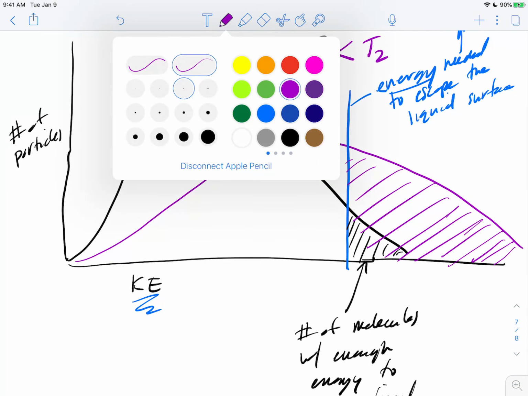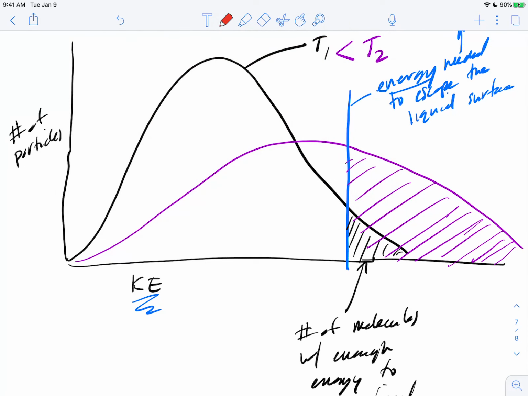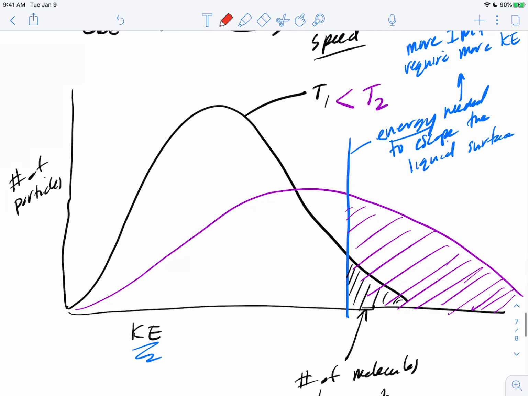Now, if I want to do one other thing: let's say the blue line's for water. You can see it's pretty far over. It's a high energy barrier, and this is why water takes so much energy to boil. It's because it has to break all those intermolecular forces, all those hydrogen bonding networks. But let's say we have a liquid like methanol, which still has hydrogen bonding, or even something like an ether.